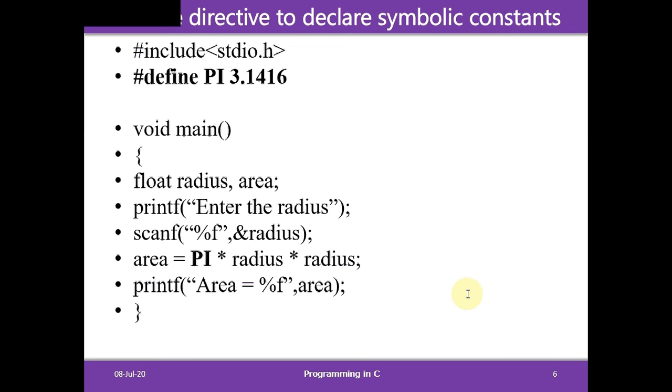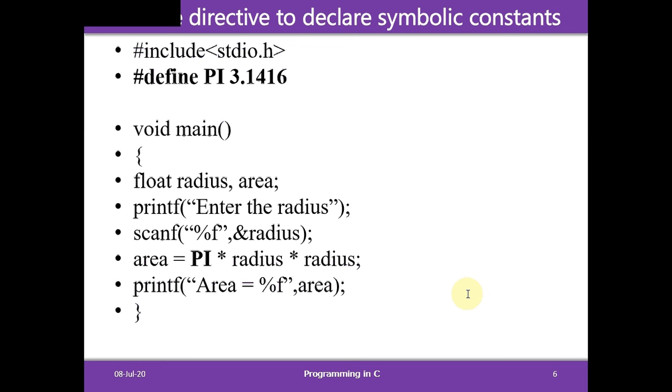printf enter the radius. Whatever you give in the printf will be displayed on the screen. After that, scanf percentage f, comma, ampersand radius. scanf is a function used for getting keyboard input from the user, and it can be used to get the value from the keyboard and store it in a memory location. The memory location can also be known as a memory address. The memory address can be used in a program using the ampersand operator.